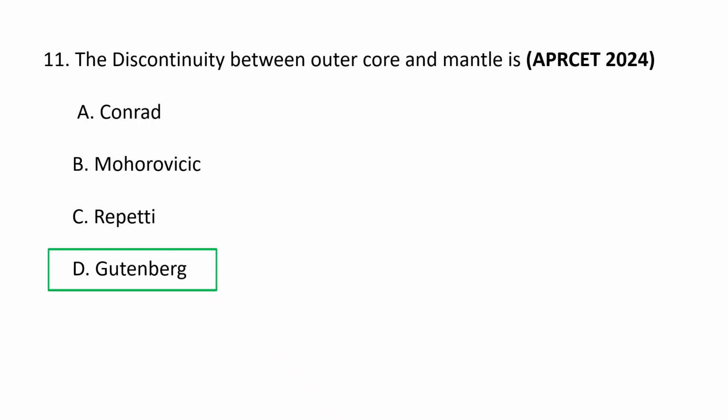This boundary is located approximately 2,900 kilometers below the Earth's surface, where seismic waves change speed dramatically, and secondary waves or S waves disappear because the outer core is molten.